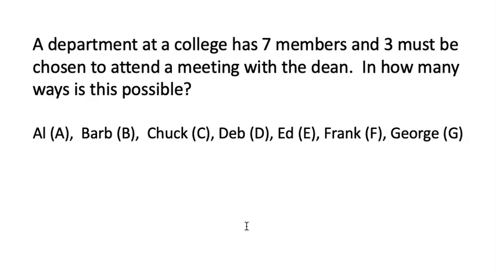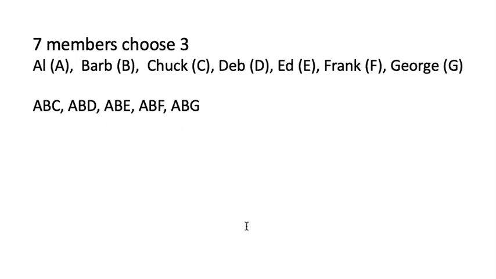Now it's going to be a whole bunch. So we have 7 that we want to choose 3. My first list is Al and Barb. So Al, Barb, and Chuck, Al, Barb, and Deb, Al, Barb, and Ed, Al, Barb, and Frank, Al, Barb, and George. Those are all the possible Al, Barb groups. Now I'll go to the Al, Chuck groups, right? Al, Chuck, and Deb, Al, Chuck, and Ed, Al, Chuck, and Frank, Al, Chuck, and George. Those are all the Al, Chuck groups.